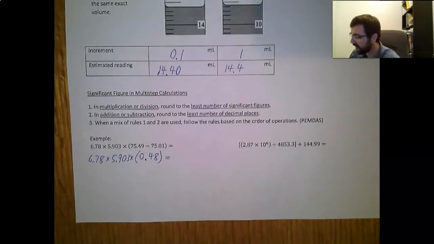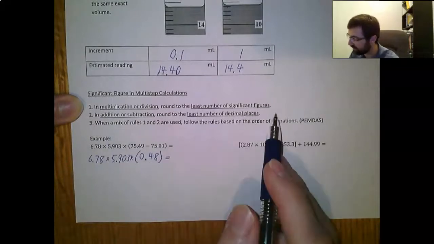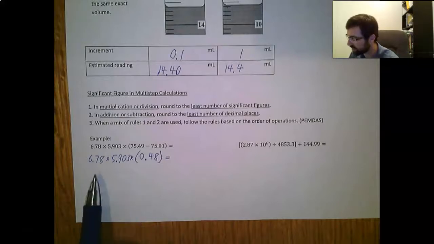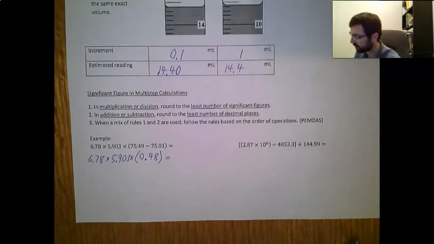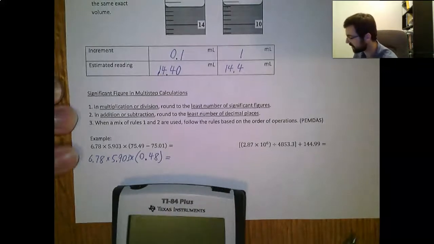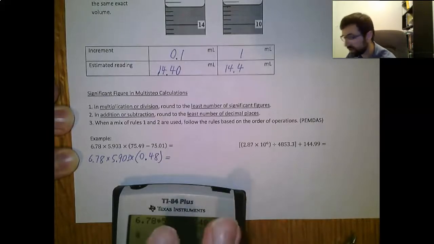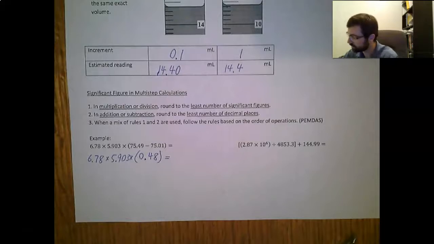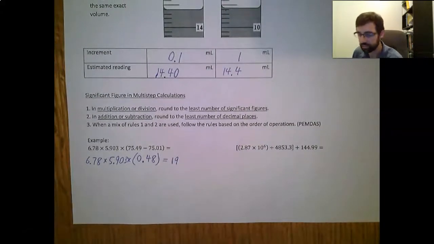Okay, now I'm going to multiply, and you're going to follow the multiplication division rule, the least number of significant figures, which would be how many? Well, this has 3, this has 4, and this has 2. So I'm going to keep the least number of significant figures. That would be 2 significant figures. 6.78 times 5.903 times 0.48. I get this number, but I need to round it to 2 sig figs, so that's going to be 19. That's your answer. Okay, looking at the next one.